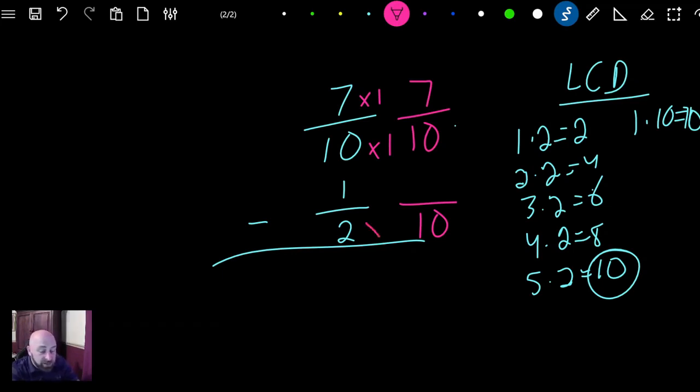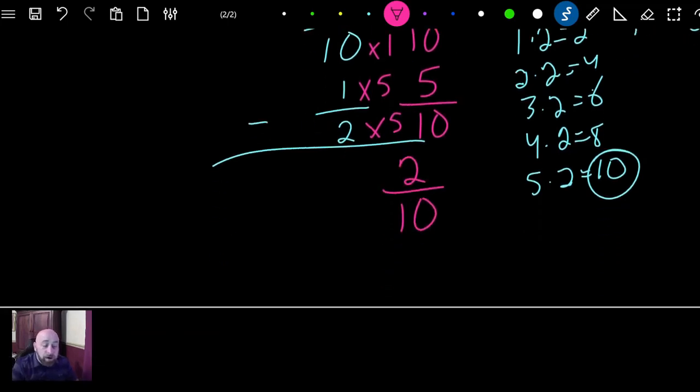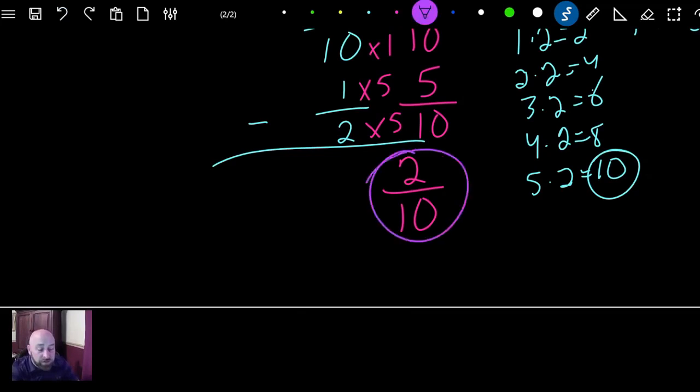Now down here, I say 2 times 5 gives me 10. So I say 1 times 5 gives me 5. All right, now I have 7 minus 5, and I get 2 over 10. I just do the math. Now, I have a problem with this. This right here is not your right answer. Okay, it's close. But we now need to reduce this.